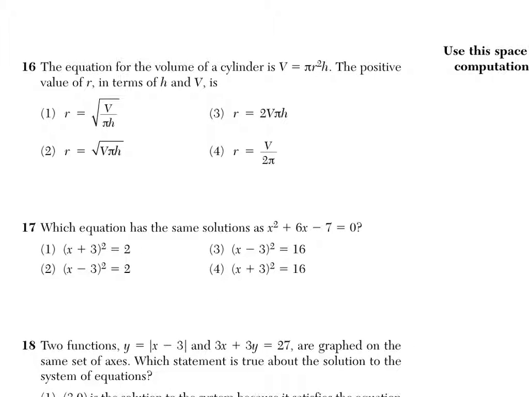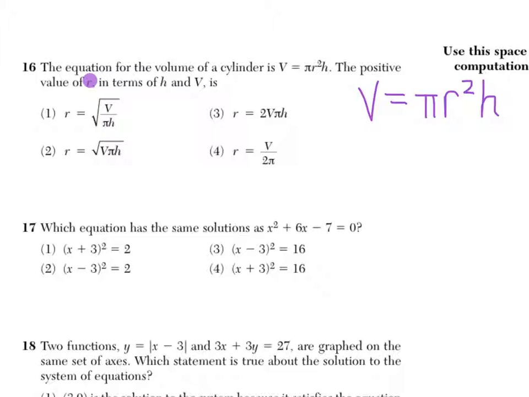In question 16, we are trying to get r alone on one side of the equation because right now, v is alone. If I look at r, it's being multiplied by pi and h, and it's also being squared. So I am going to use my inverse operations to get r completely alone.